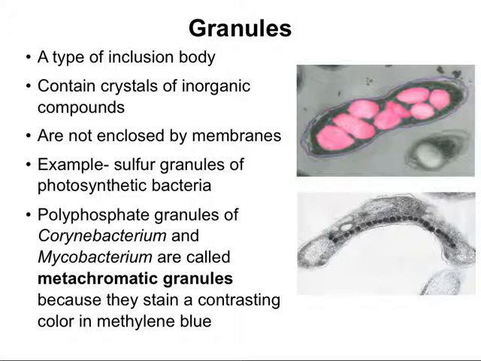Some other considerations of granules would be these non-membrane bound granules. They consist of crystals of inorganic compounds. For example, there are sulfur granules that we see in photosynthetic bacteria. Polyphosphate granules of the Corynebacterium and Mycobacterium are called metachromatic granules because they stain a contrasting color when we stain them with methylene blue.